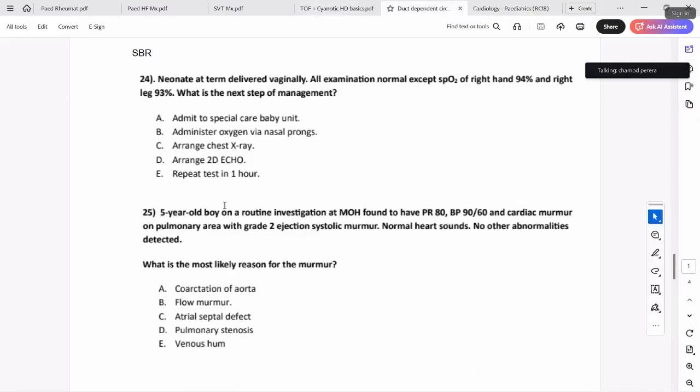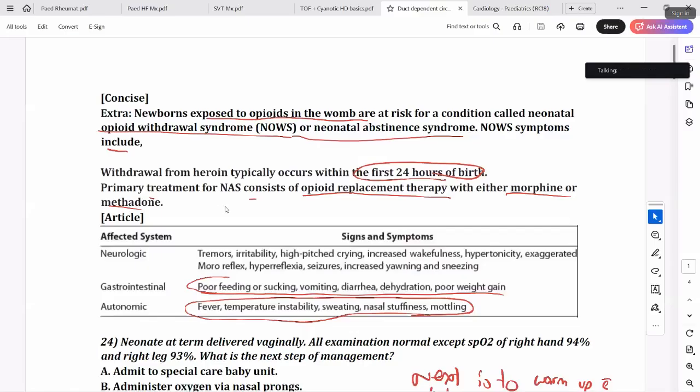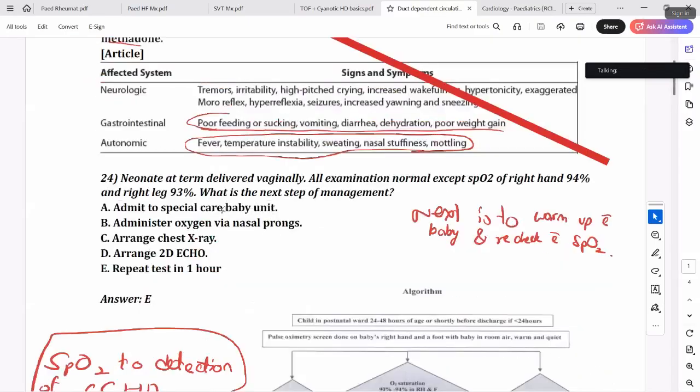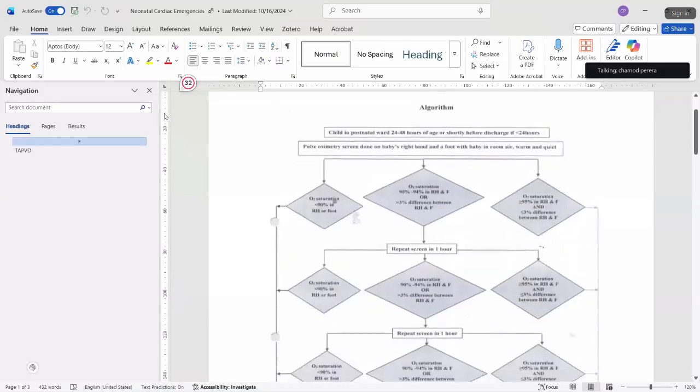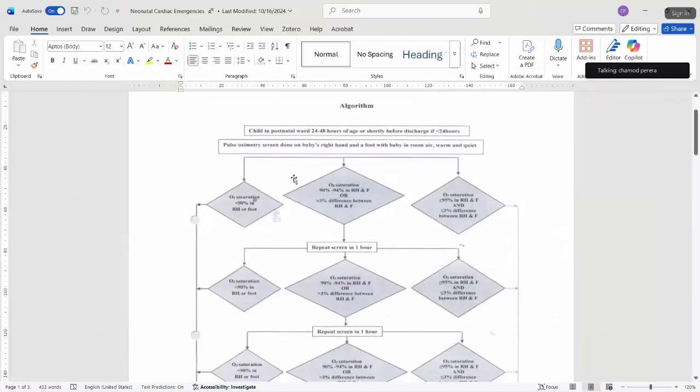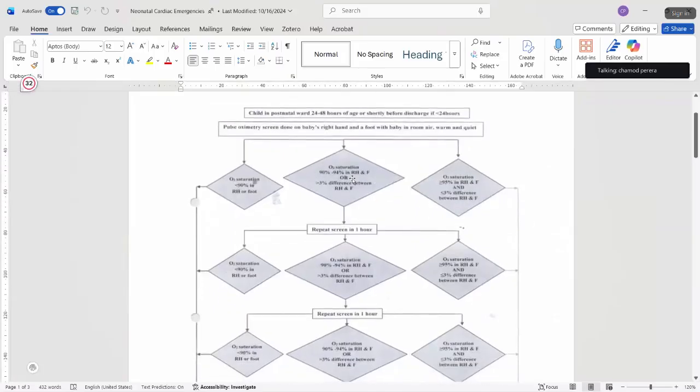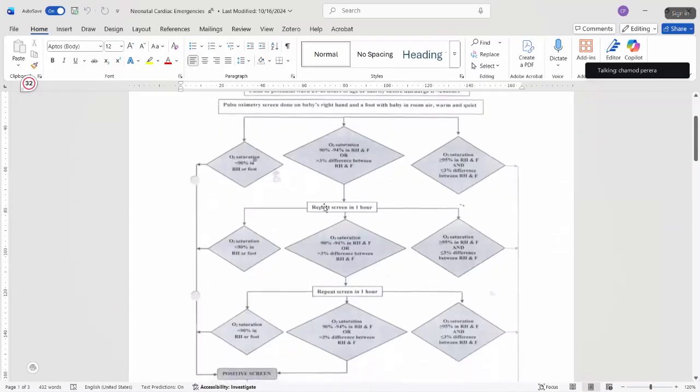I did not do this part. I will share this document also. This algorithm was taken from the neonatology guidelines, and it is a must for you to read this. Even Kasusa, in his recording, repeatedly tells you about this algorithm. If the oxygen saturation is between 90 and 94 in the right hand and right foot, or the difference is more than 3%, then the next step is to repeat the screening in 1 hour.